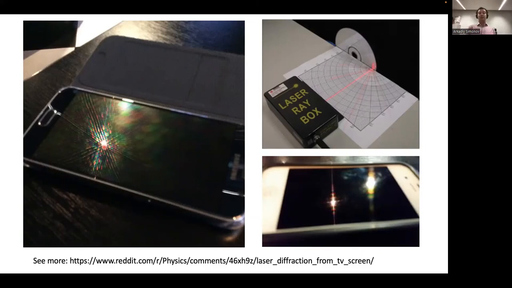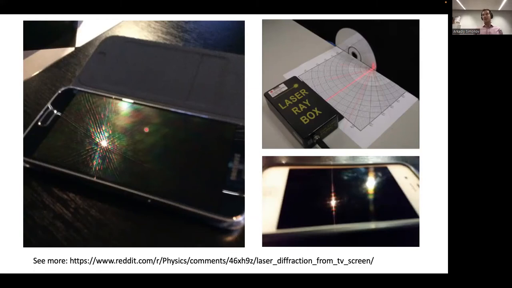Since they're quite small and roughly the same size as the wavelength of the incoming light, you'll see a very good pattern of diffraction. So we are now almost at the diffraction limit of the pixels as well. So then these patterns are quite nicely visible.